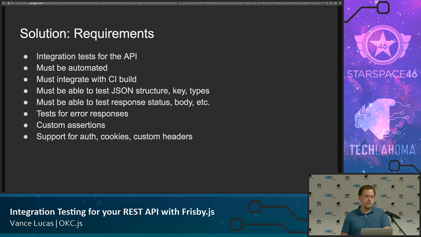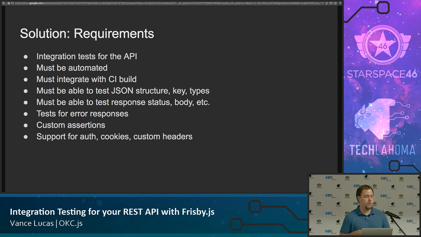It had to be able to test structure, even deep nested keys, and then their types. So is it a string? Is it a date? Is it a Boolean? An array of stuff. What is it? It also had to be able to test response, anything about the response. So the response body, the status, headers, things like that. It had to have specific tests for error responses as well.